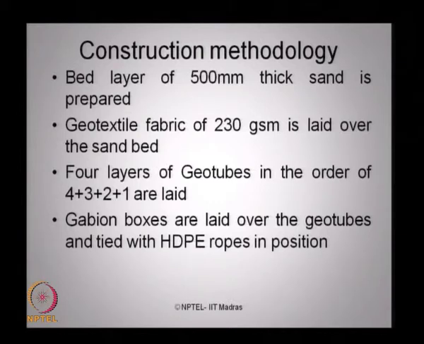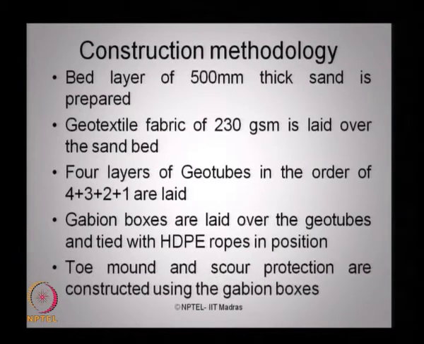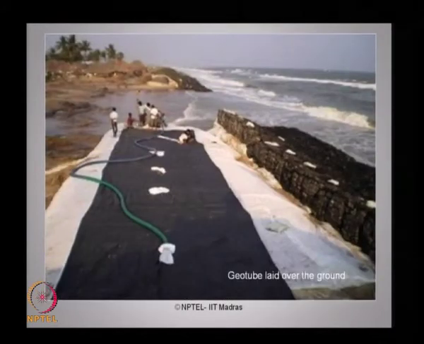The gabion boxes are laid over the geotubes and tied with the high density polyethylene ropes in position. The toe mount and the cover protection are also constructed using the gabion boxes for the respective purpose.